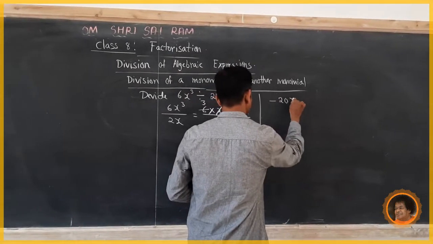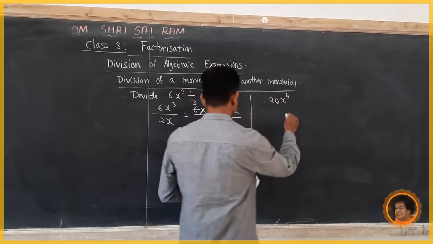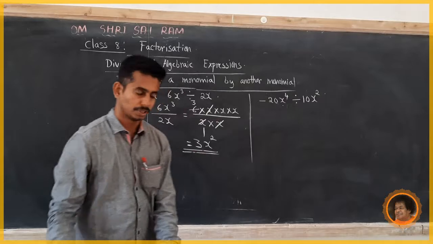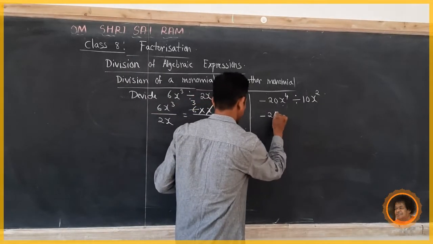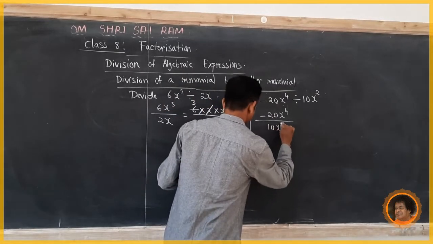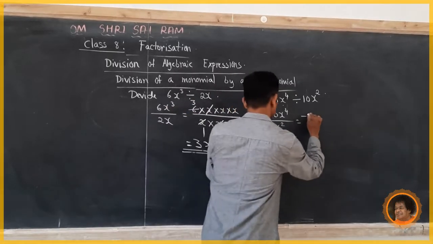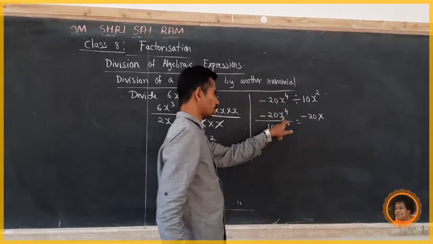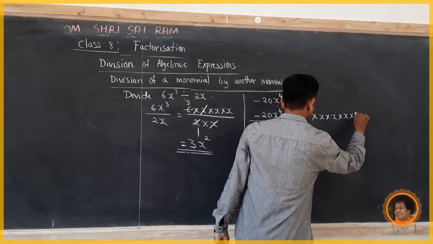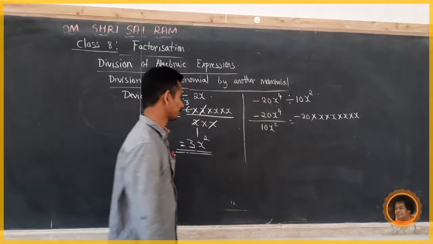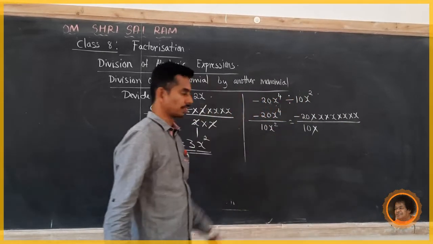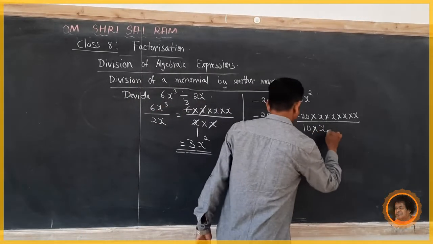Minus 20 x to the power 4 divided by 10x squared. Write this one as minus 20 x to the power 4 divided by 10x squared, or we can write it as minus 20 into x to the power 4. X to the power 4 means x multiplied 4 times, x into x into x into x. Then it is divided by 10 into x squared. X squared means x is multiplied twice.